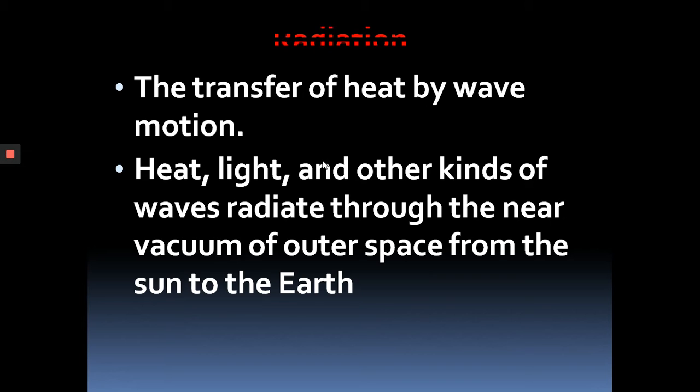Okay, first of all, the radiation. Radiation is the transfer of heat by wave motion. The heat, light, and other kinds of waves radiate through the near vacuum of outer space from the sun to the earth. So this is one way for heat energy to transfer from the sun to the earth. The energy is carried by radiation.